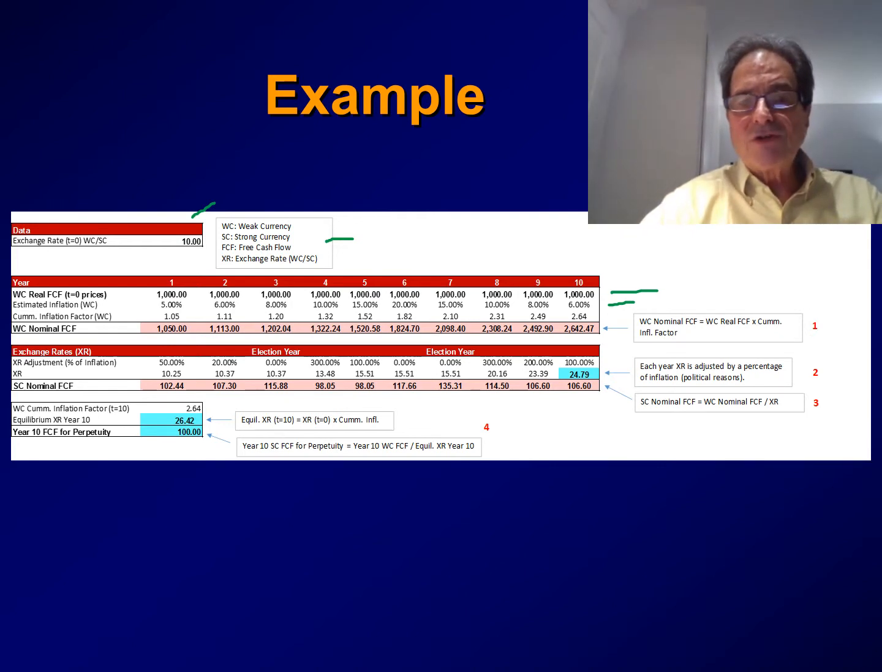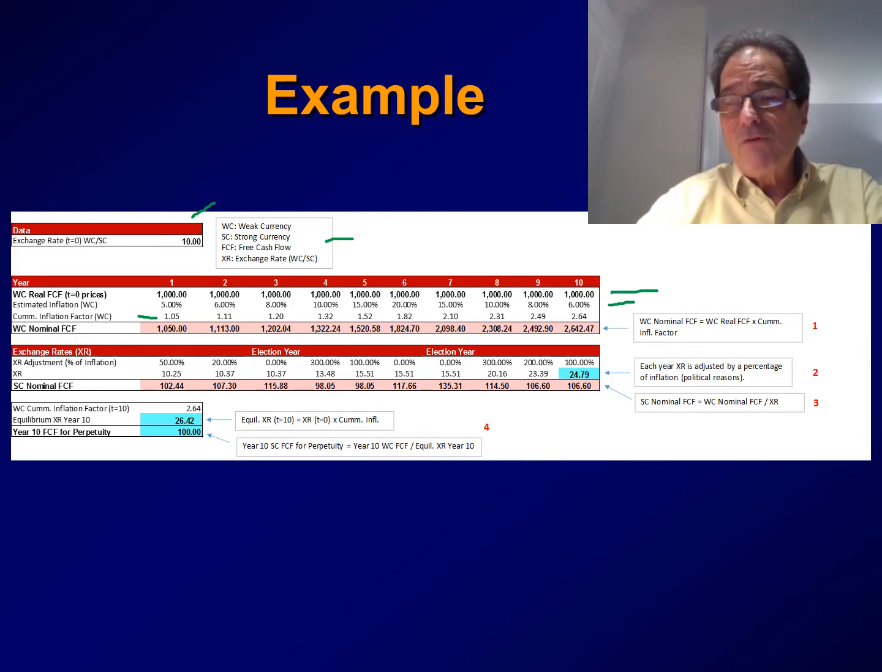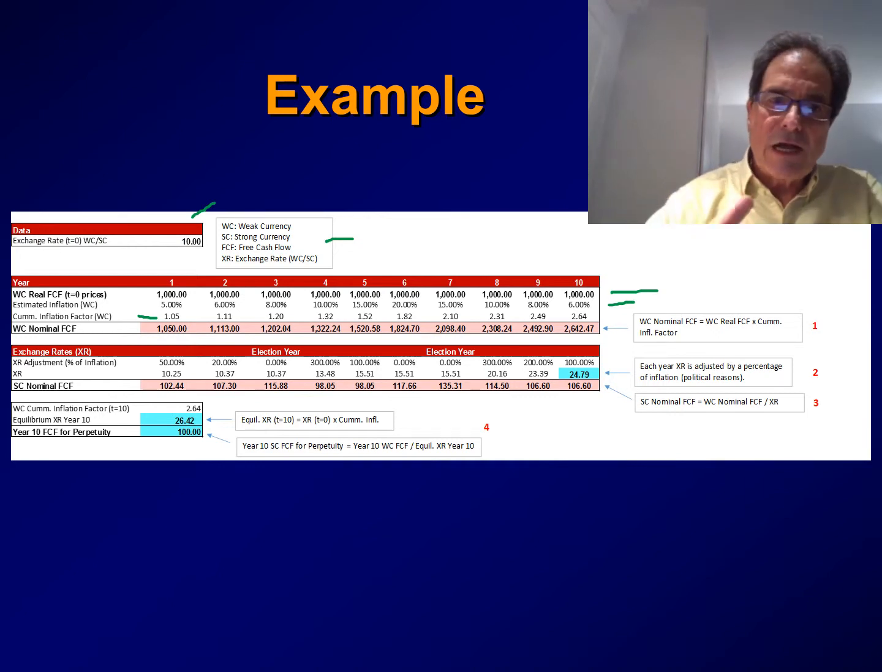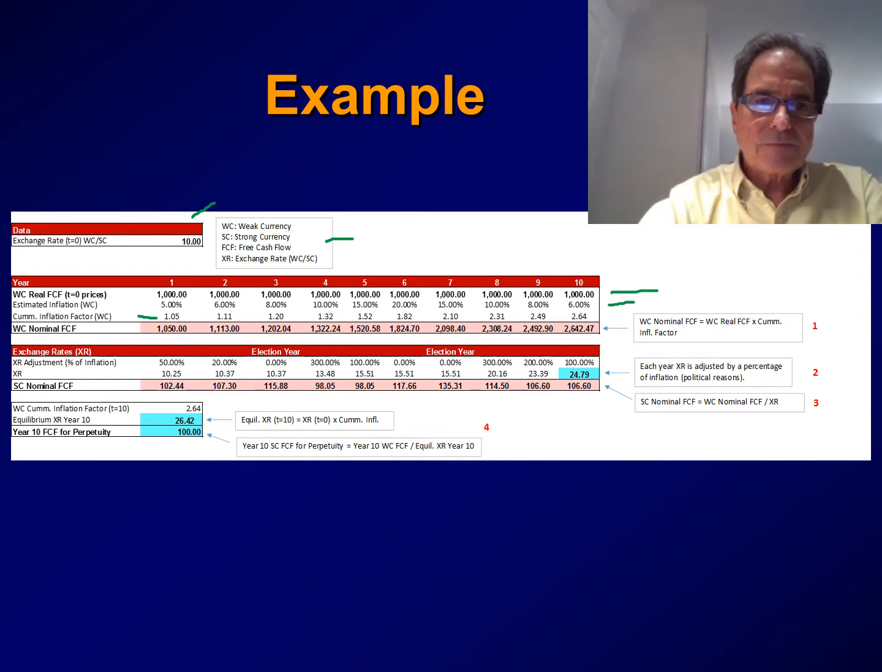This estimated inflation allows us to calculate a cumulative inflation factor. For year 1, the inflation factor will be 1.05. Year 2, 1.11, and this, of course, accounts for years 1 and 2. Year 3, 1.20, and so on.